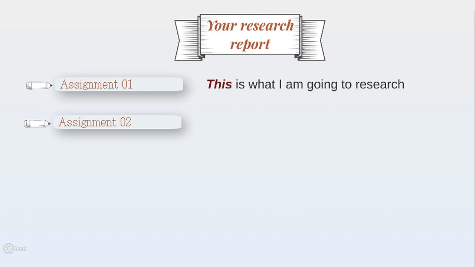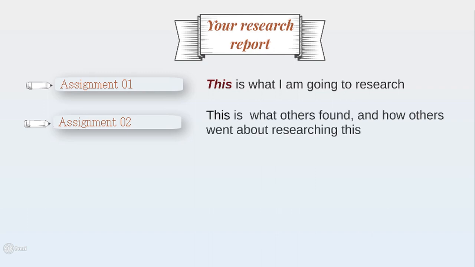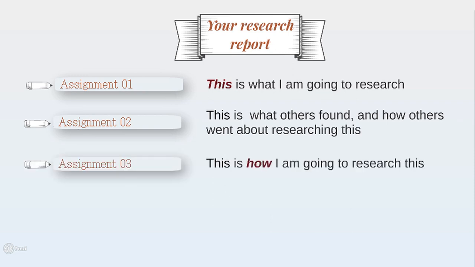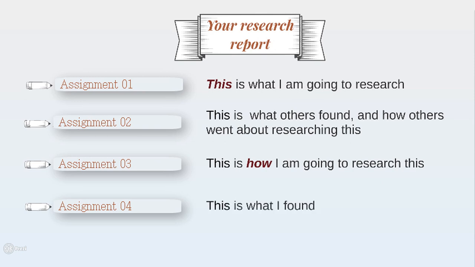In the first assignment, you said to us, "This is what I'm going to do with my research." You discussed what others found and how others went about researching the phenomenon that you are interested in. You told us how you are going to research what you said you will research in the first assignment. In this last assignment, you will tell us what you found, what your findings were, and very importantly, you will have to answer your research questions directly.